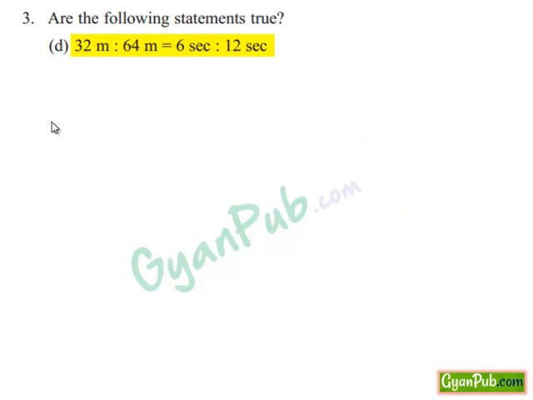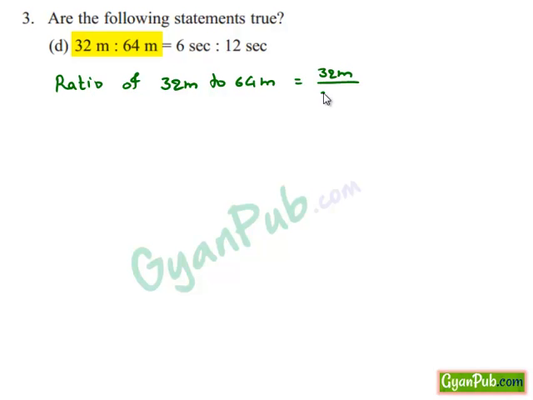Moving on to the D bit of the third question, the given statement is 32 meter is to 64 meter is equal to 6 second is to 12 second. First find out the ratio of 32 meter to 64 meter. This can be written as 32 meter upon 64 meter. We know that ratio is comparing two quantities of same units. Here both are having the same units, that is meters. So we can cancel out the units and we will get the fraction as 32 upon 64.